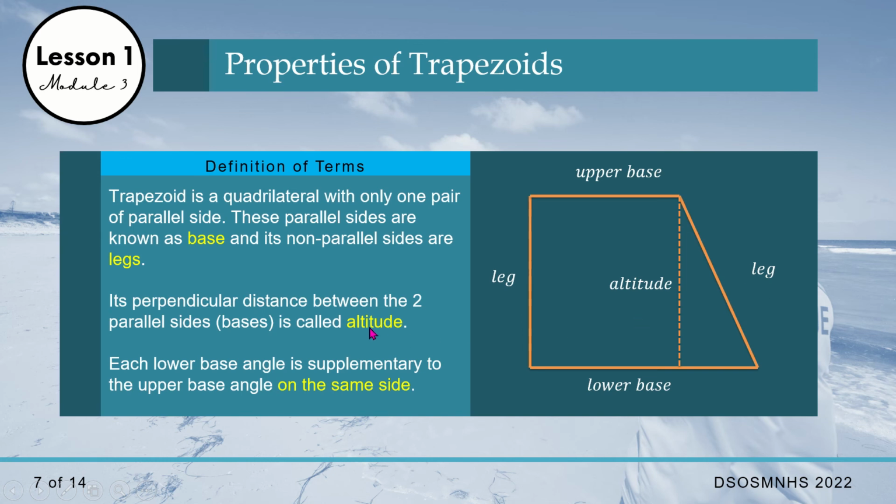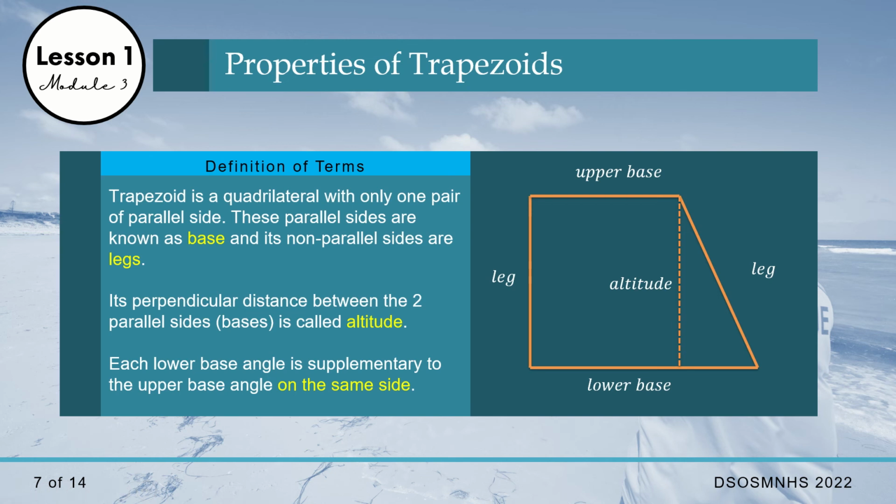Then the third terminology that we use is altitude. It's a perpendicular distance. It is a vertical line that connects the upper base to the lower base by perpendicularity. So therefore, it creates 90 degrees on the lower base. Then ang kanang vertical line nga broken line is we called altitude. Distance between the two parallel sides.